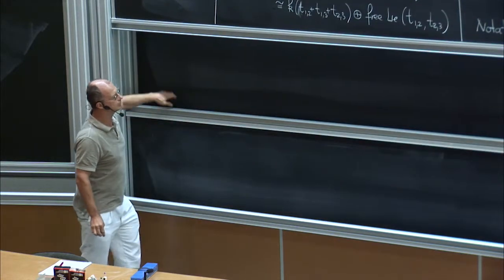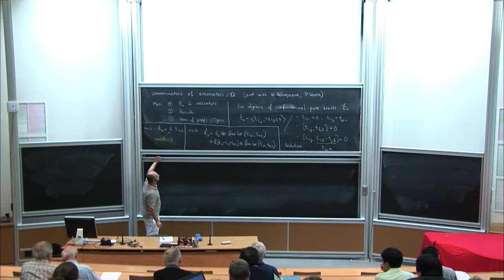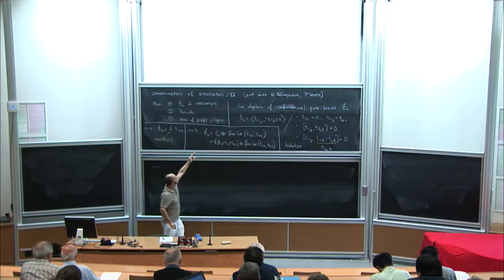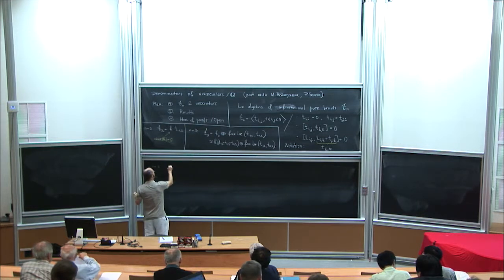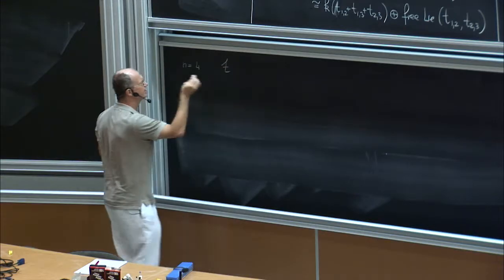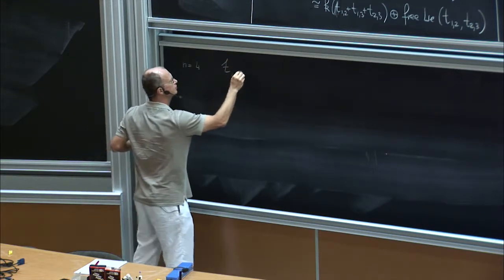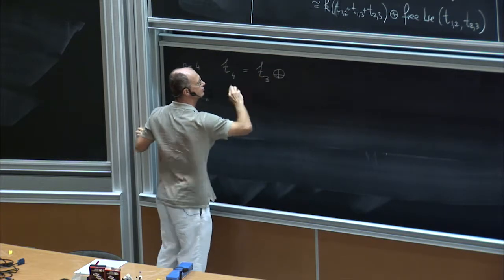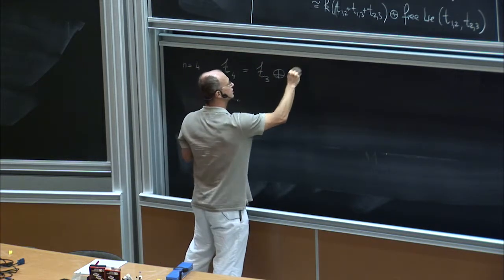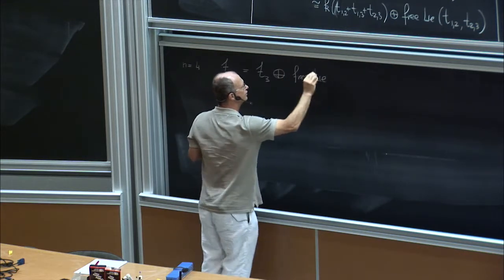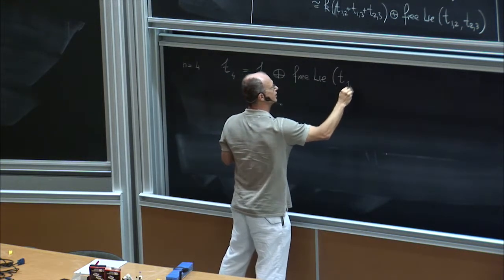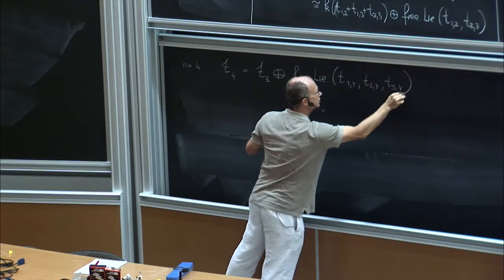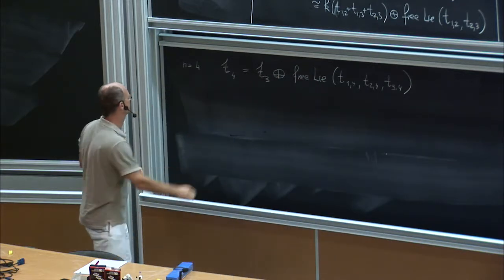And then we need one more. Let me write for n equal 4. So the first presentation has an analog for any n. And I think it was also mentioned in the previous talks. So it's a semi-direct sum of T3 and a free Lie algebra with generators T14, T24, T34. Right.